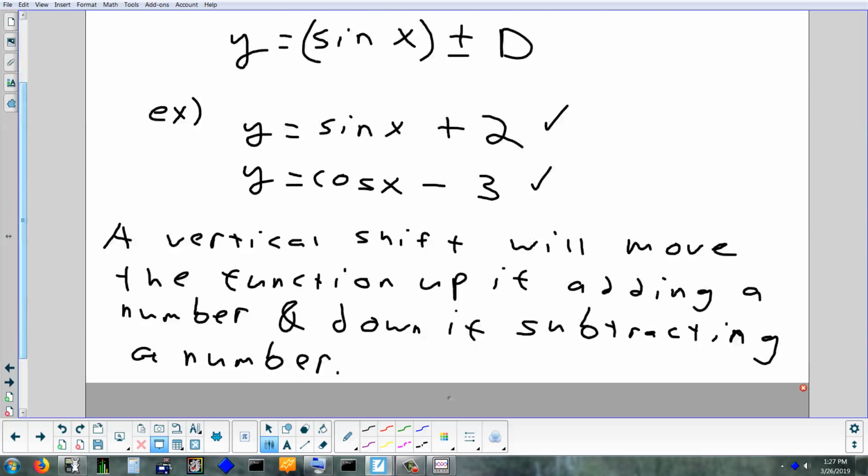So vertical shift will move it up if you add a number, down if you subtract. So now on the test, you got to remember which one is which. Phase shift is the opposite. So on your reference sheet, just make sure you make a note about that.